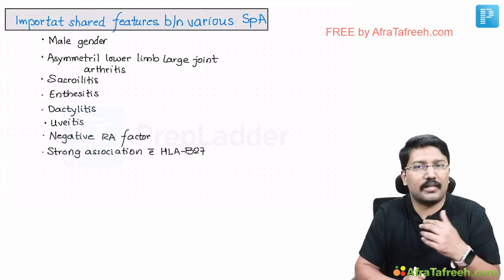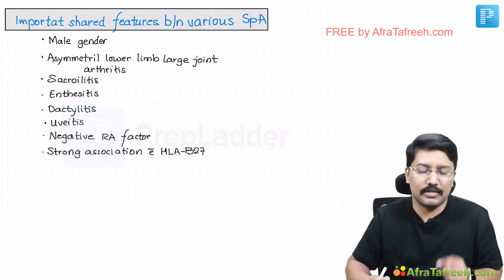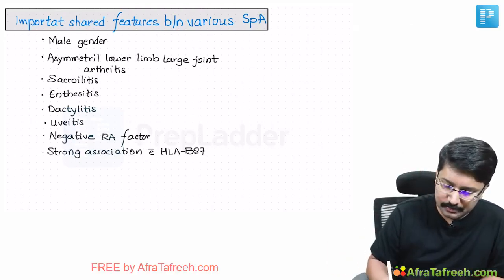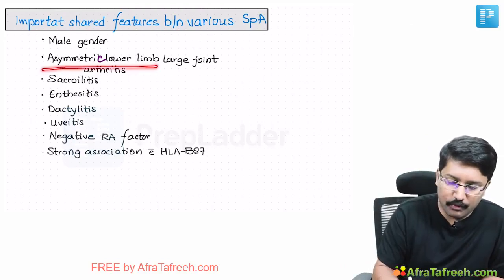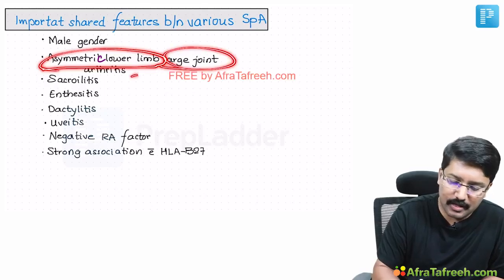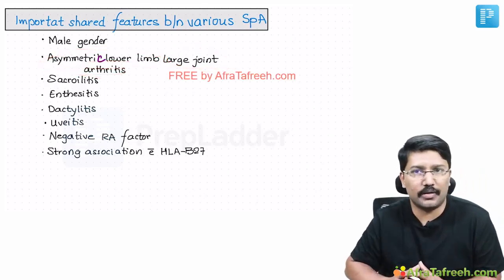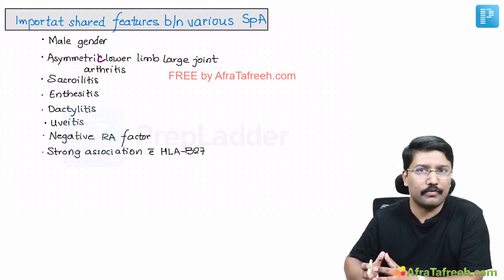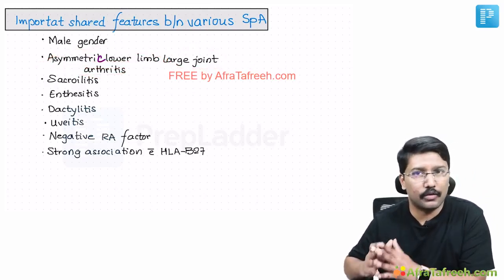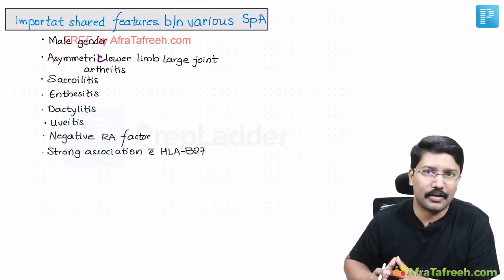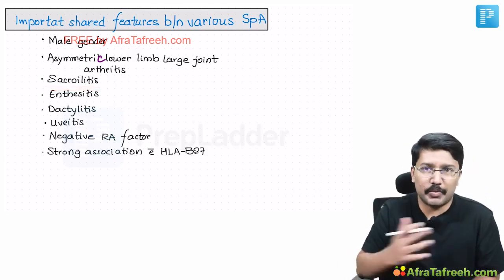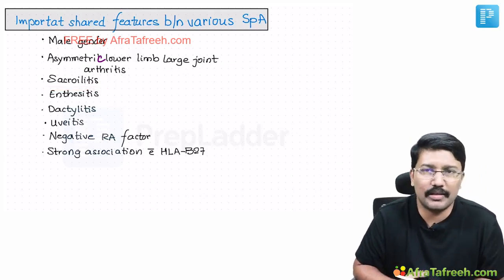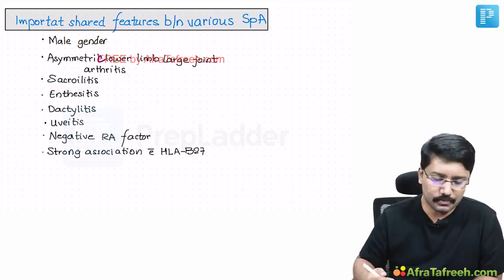Okay. The second characteristic finding across these disorders is asymmetric lower limb involvement, mainly affecting the large joints like the hip and knee joint, right? So there is peripheral joint involvement which is mainly affecting the lower limbs, mainly the large joints. Then sacroiliitis is obviously the classical finding, especially when we talk about ankylosing spondylitis. This is also a shared manifestation.